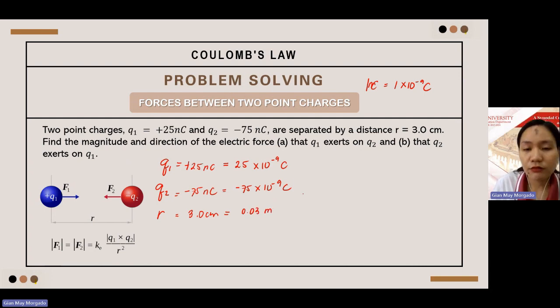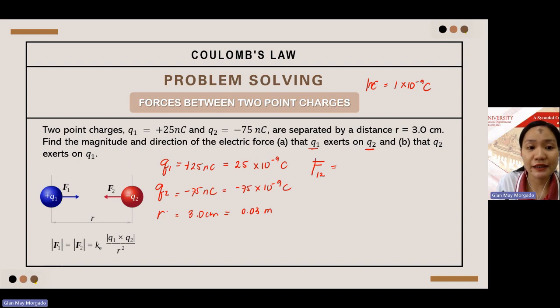Now, we can substitute the values in the equation. It would be the force exerted by Q1 on Q2 as stated in A. That would be the force to the right or to the left. So before we continue, in A, it says force exerted by Q1 on Q2. So what force would that be? Is it the force to the right or to the left?